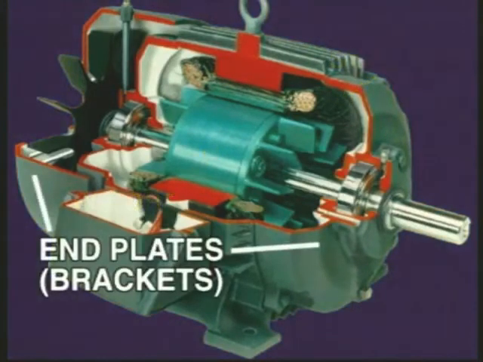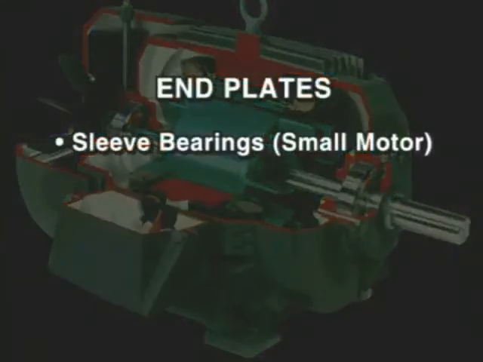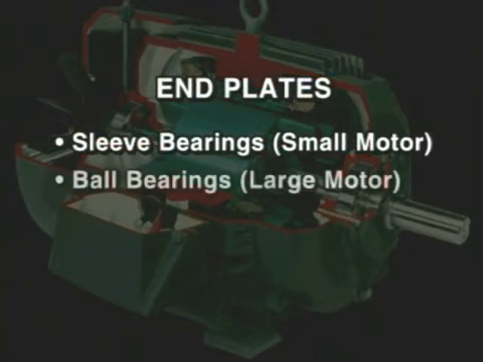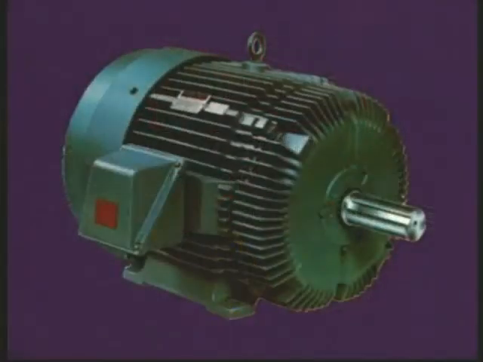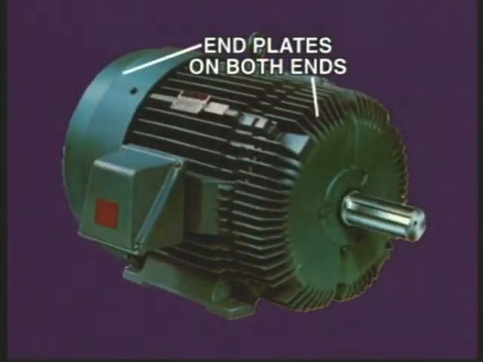The end plates or brackets house the bearings for the motor, which, depending on the size, will use sleeve-type bearings if it is a small fractional horsepower motor, or will use ball bearings if a large motor. Sleeve bearings require periodic lubrication, and some ball bearings in small motors will be what's called permanently lubricated, while the larger motor's ball bearings will require periodic lubrication. These end plates are mounted on both ends of the motor and are held in place by bolts and nuts tightened and secured to the stator frame.